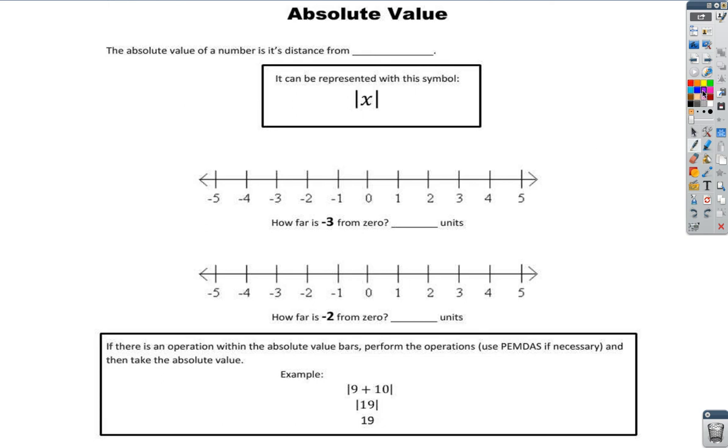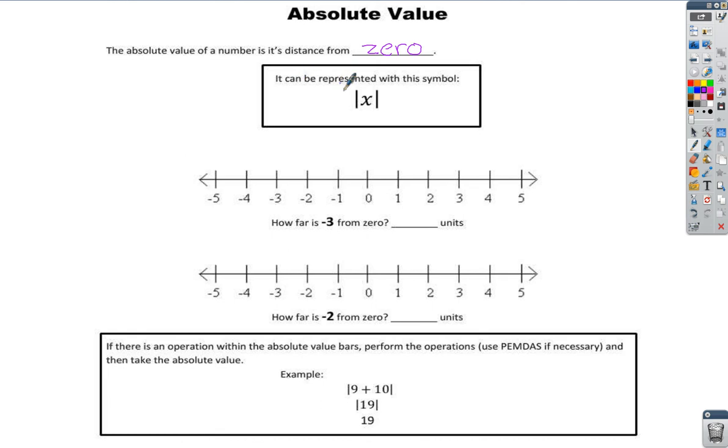So today we're going to talk about absolute value again, and we talked about absolute value at the beginning of the year, so this is just a little bit of a review. The absolute value of a number is its distance from 0, and we're talking about on a number line. So if we have this number line here, we're talking about the distance a number is from 0, or the number of spaces it is from 0.